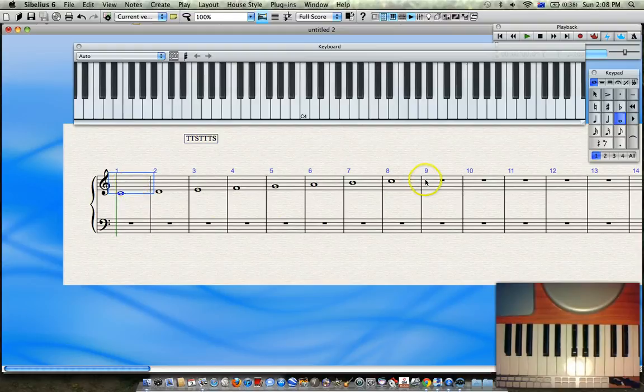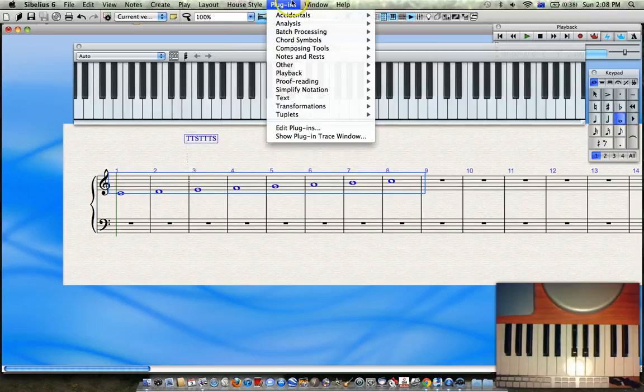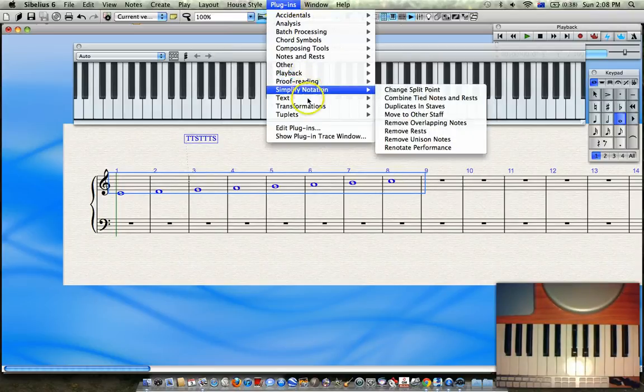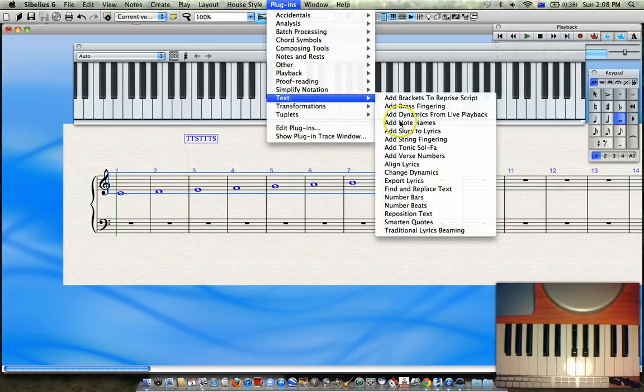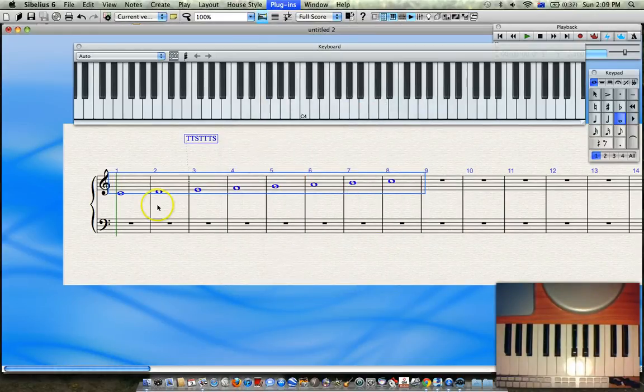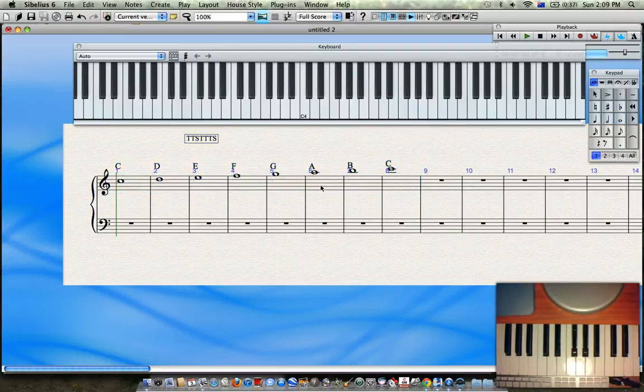If we were to put some note names on this, select the first one, shift select the last one, we go up to plugins and we go to text and add note names. There we go. Now C, D, E, F, G, A, B, C, right? They're exactly the same there, which is an octave up. They're the same thing. Okay, they sound a little bit higher, but they're the same.